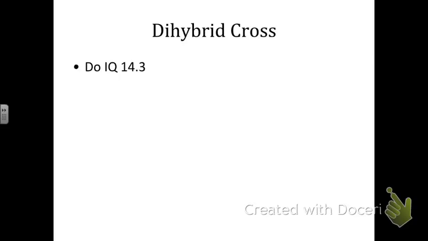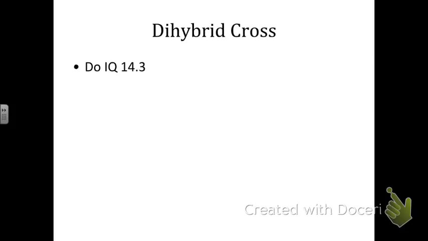Now, dihybrid crosses are where you have multiple traits that you're looking at simultaneously, and you want to know the chances of combinations of these two different traits that you're dealing with in a dihybrid cross. All right, so take a look at interactive question 14.3.